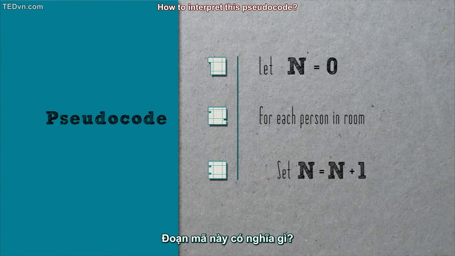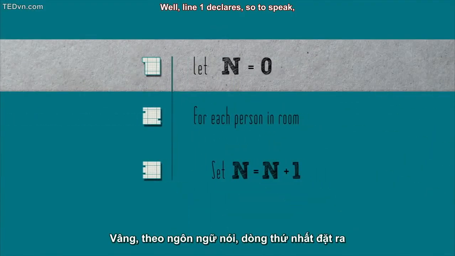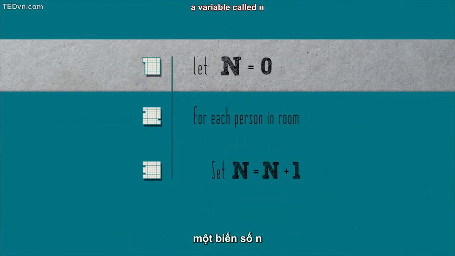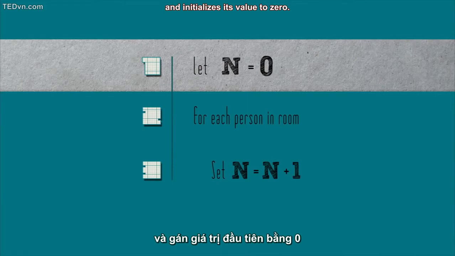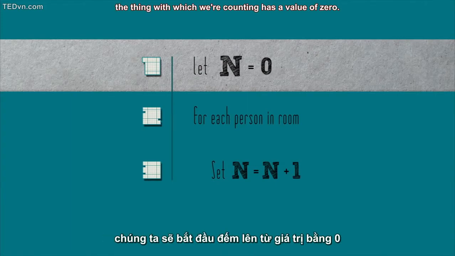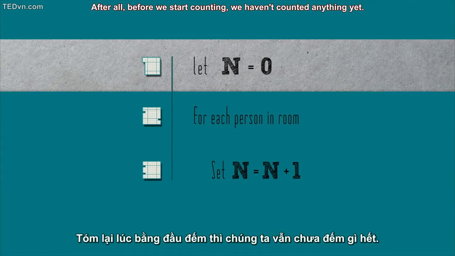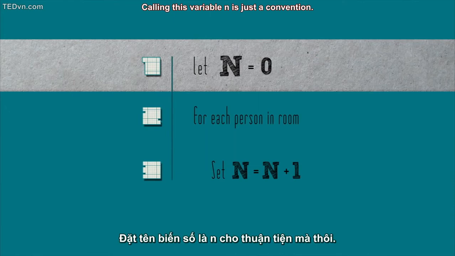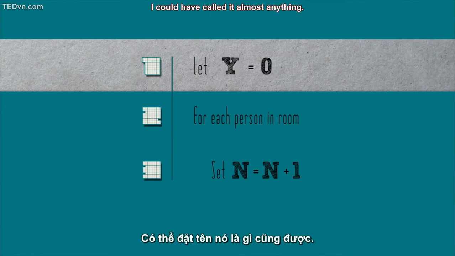How to interpret this pseudocode? Well, line 1 declares, so to speak, a variable called n and initializes its value to 0. This just means that at the beginning of our algorithm, the thing with which we're counting has a value of 0. After all, before we start counting, we haven't counted anything yet. Calling this variable n is just a convention. I could have called it most anything.